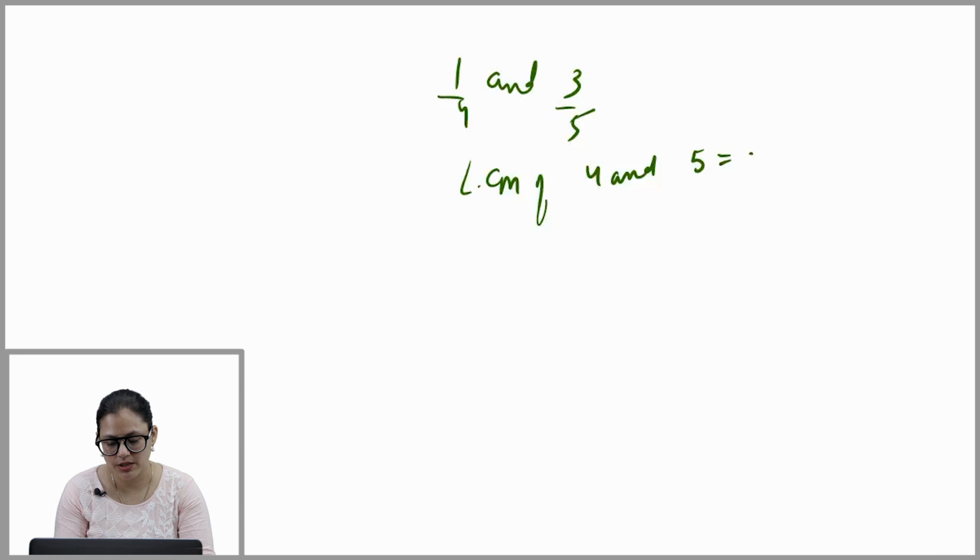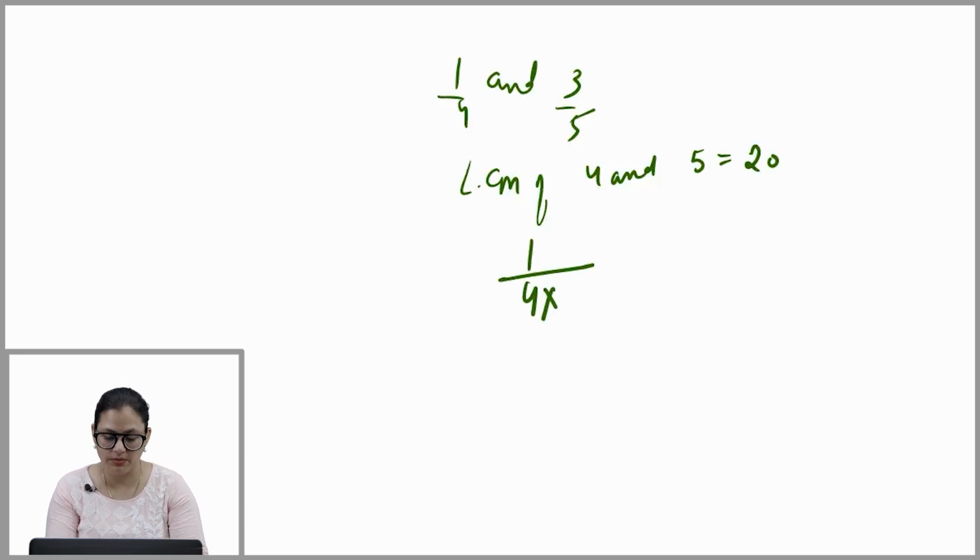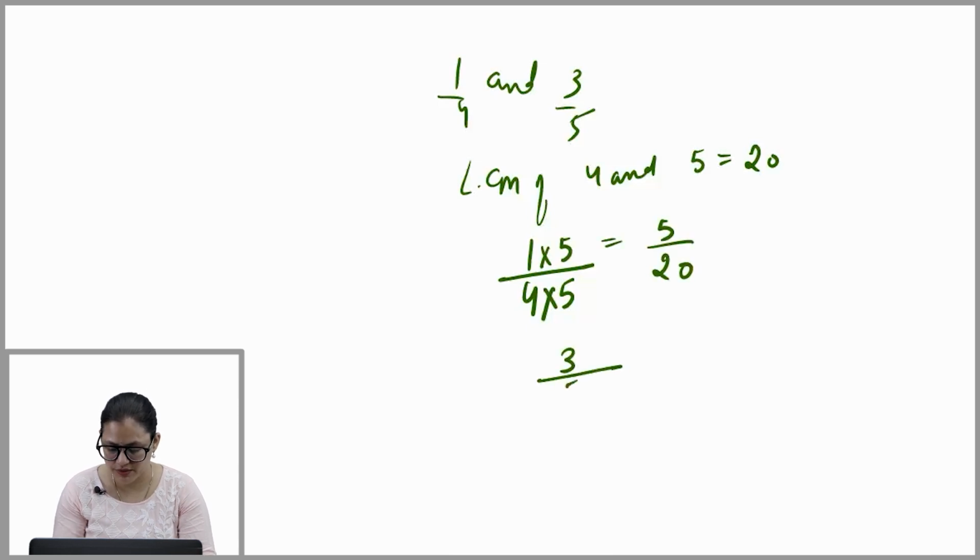Okay. So LCM is 20. Now let's make the denominator 20. How will you make 4 into 20? By multiplying it by 5. So here also you will multiply by 5. You will get 5 by 20. Now 3 by 5, you will multiply by 4 here and also here. So you'll get 12 by 20.